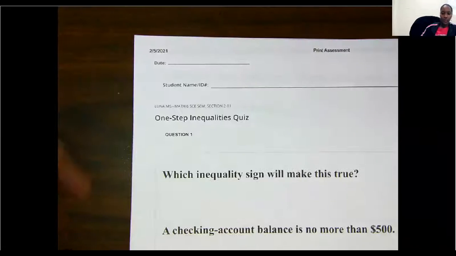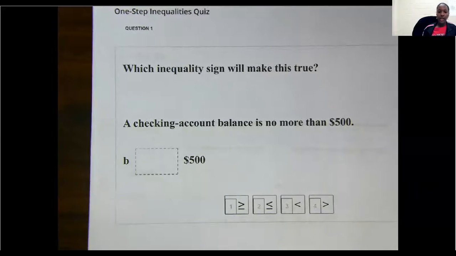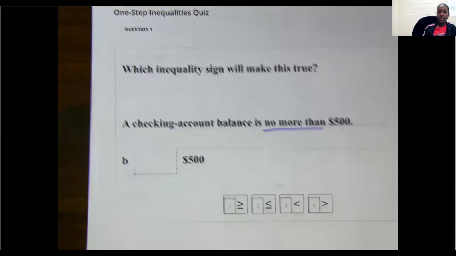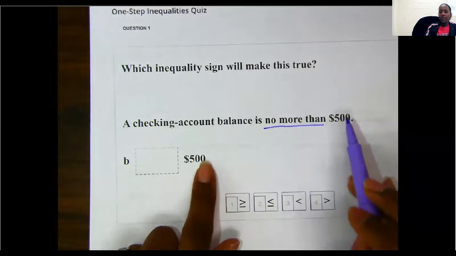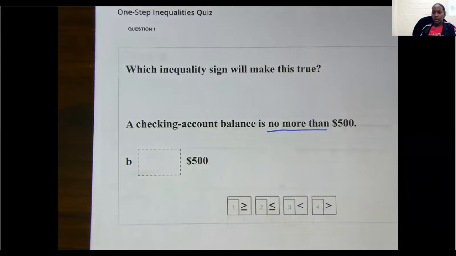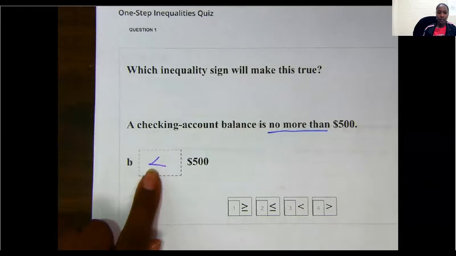Share my screen. Okay, so ladies and gentlemen, this was the first one you had. It says, which inequality sign will make this true? A checking account balance is no more than $500. Okay, so they use B for balance, and then of course your $500. Now let's take a look at this. No more than. So let's look at the first part of this. Is it greater than or less than? No more than has to be less than. So I'm going to put that first of all. Here's my less than symbol.